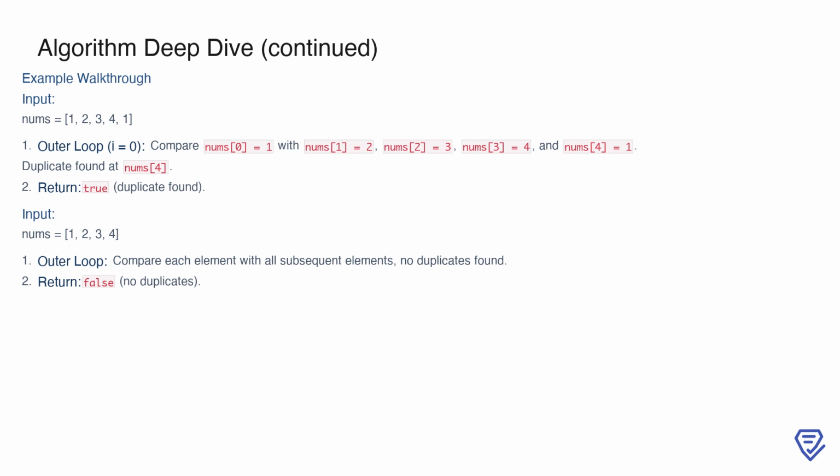Now, for a different array, such as nums equals 1, 2, 3, 4, the outer loop compares each element with all subsequent elements. Here, no duplicates are found after exhausting all comparisons, so the algorithm returns false. These examples demonstrate how the brute force approach systematically examines the array to determine whether duplicates are present.